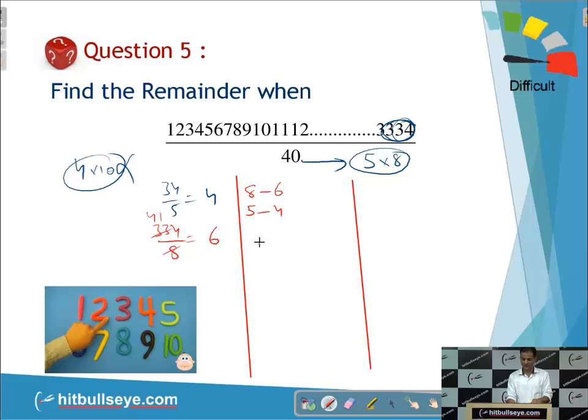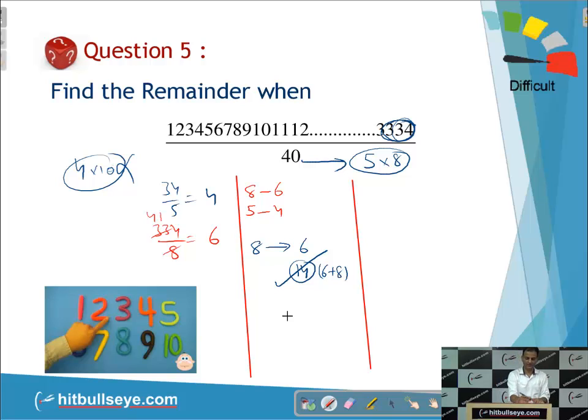What is the cycle? We can write 8 6. What is 6 plus 8? 6 plus 8 is 14. Now check 14 when divided by 5 gives remainder 4. Yes. 14 is the number when divided by 5 is giving remainder as a 4. So answer will be 14 because 14 is the least number which when divided by 8 are giving remainder 6 and when divided by 5 are giving remainder as 4.